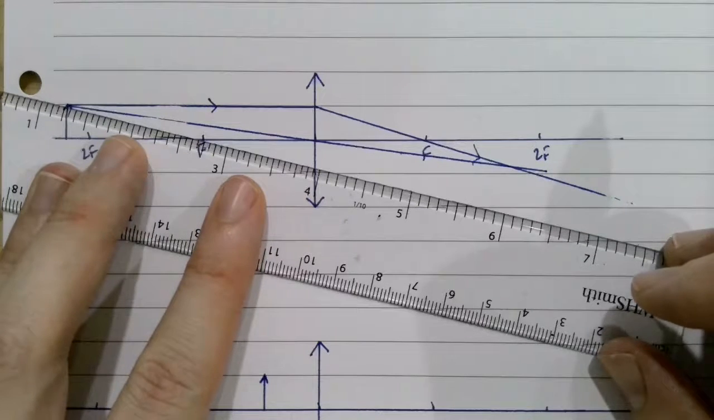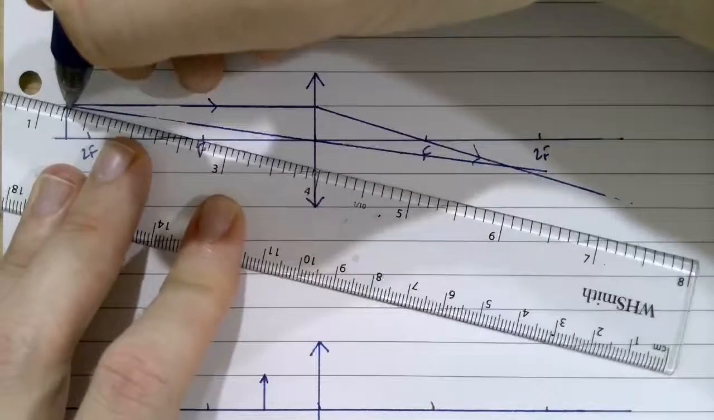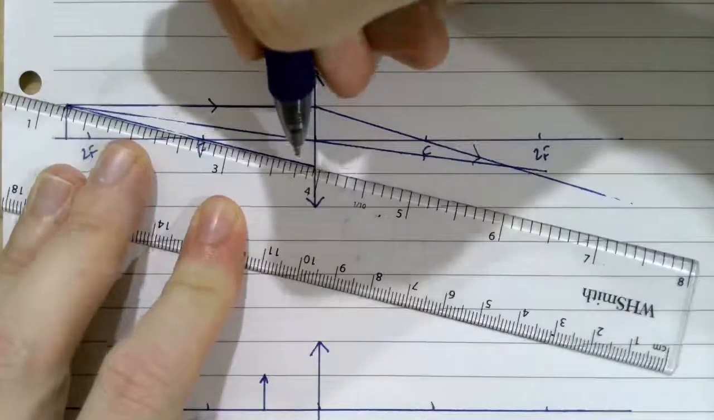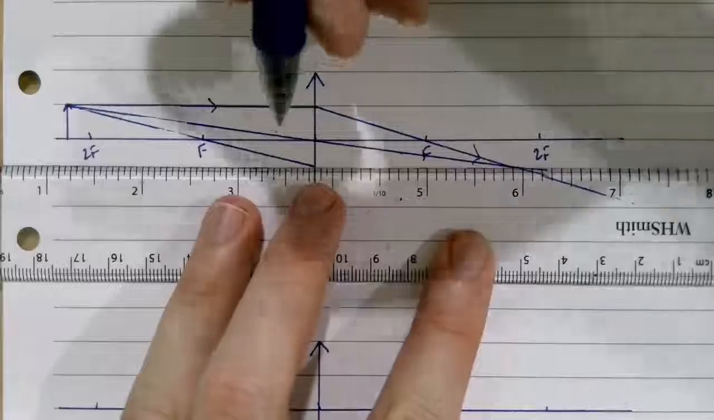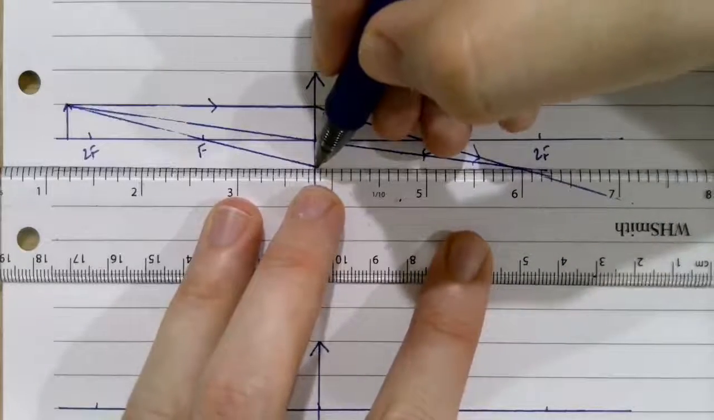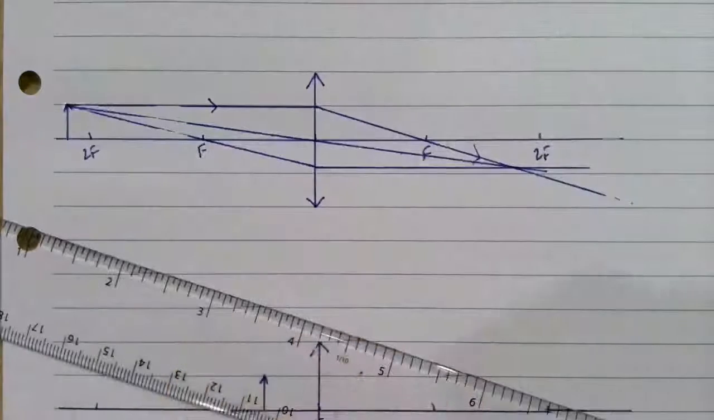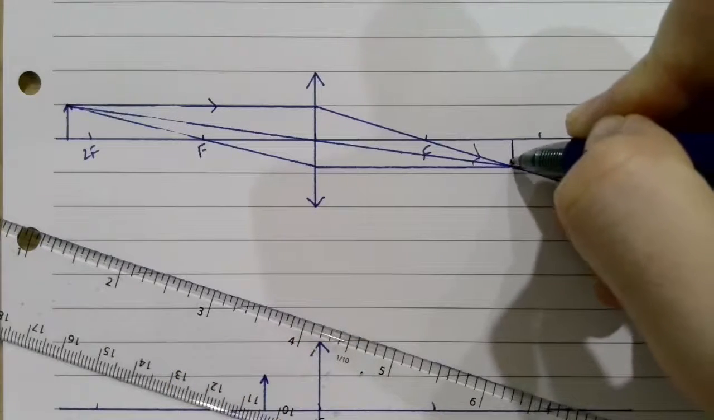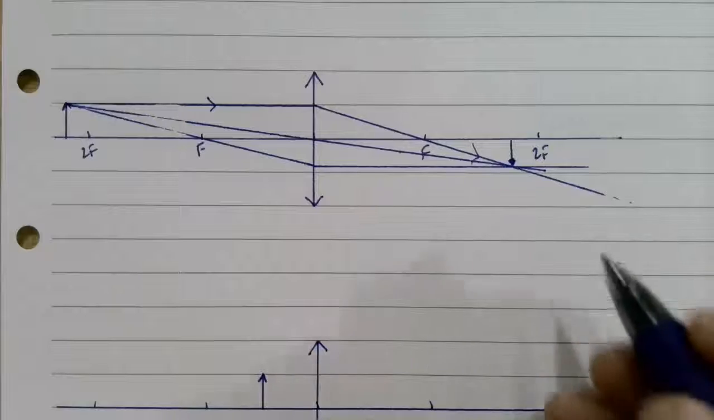So the third ray goes through the focal point on this side, and then when it gets to the lens, it becomes parallel. And you can see that it does line up quite nicely there. So now I can draw on my arrow for my object, and we can make the same analysis that we did for the first example.